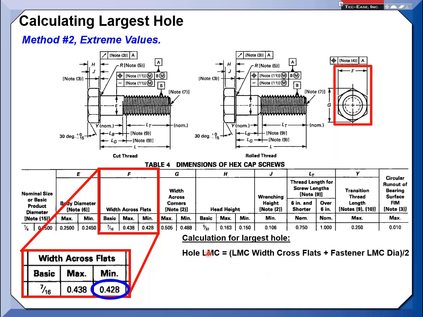So again, now we're going to derive the new hole at LMC. You're going to take the LMC across the width of the flats, and then we're going to take the LMC of the fastener. This would probably be your worst case scenario that you could do.